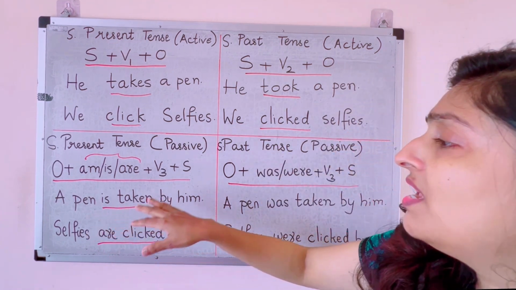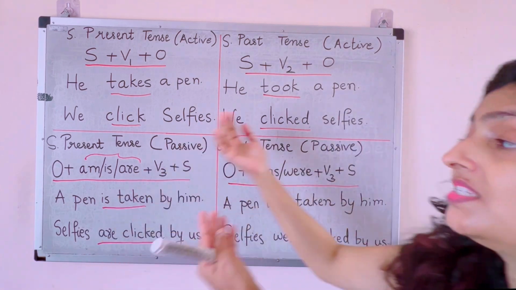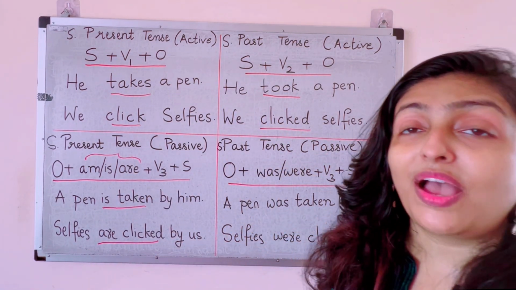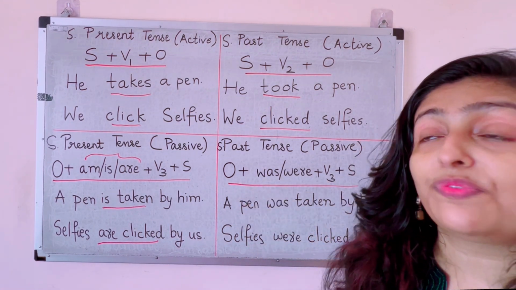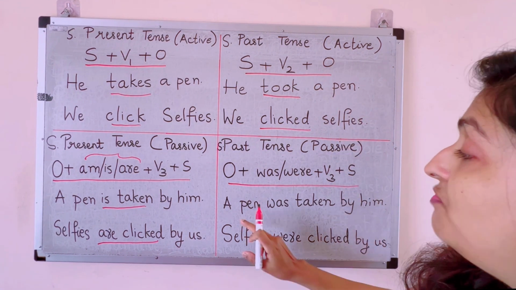A pen is taken by him. In the present tense, it becomes a pen was taken by him. A pen is the object. You can see here he took the pen. A pen is the object.